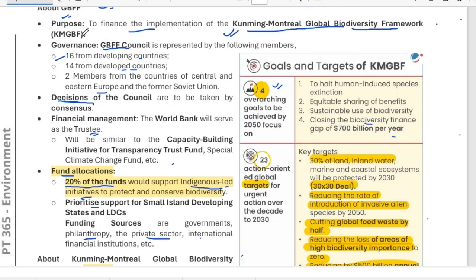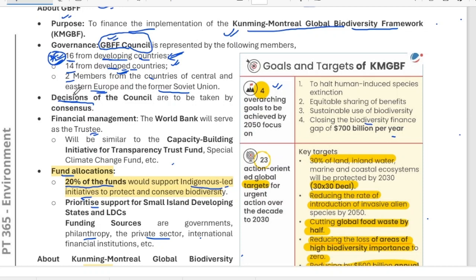Okay, now how will this fund be governed? This fund will be governed by a council, the GBFF Council, and who will be the members? 16 members from developing, 14 from developed countries, and 2 members from countries such as Central Eastern Europe and former Soviet Union. Okay, so seeing this is important here. The council's major role has been given to the developing countries. So it is something amazing, that developed countries have not taken the majority of the share of this council, and it has been given to the developing countries.